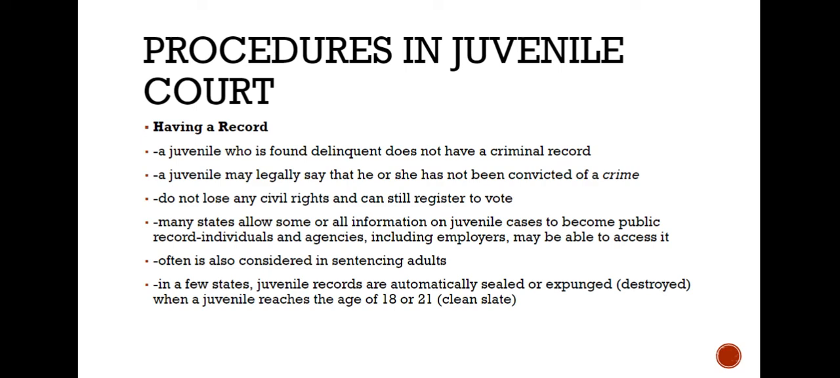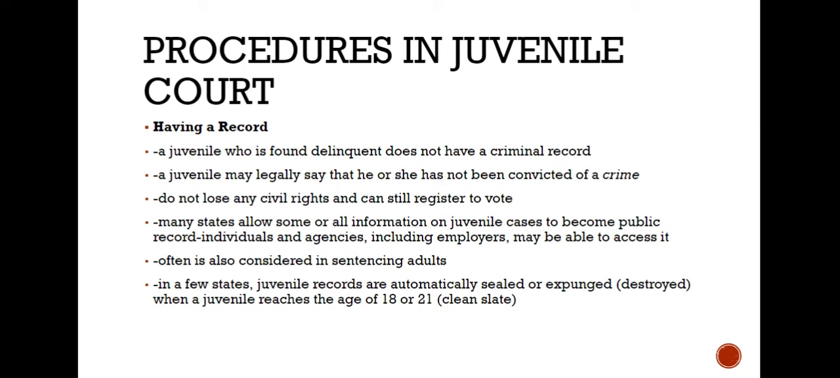Some states allow some or all information on juvenile cases to become public, so employers could access it. But you can still say, I don't have a criminal record. Sometimes it comes up, like we've talked about with repeat offenders. If you continue to commit crimes and you become an adult, sometimes the juvenile record might be brought into court. All right. I want you to get down this last piece.